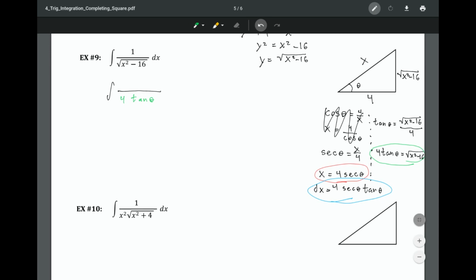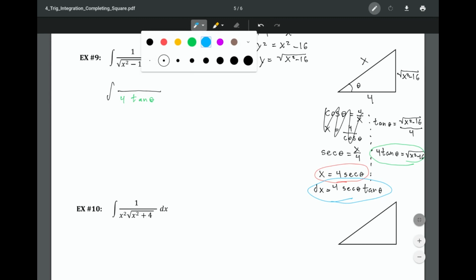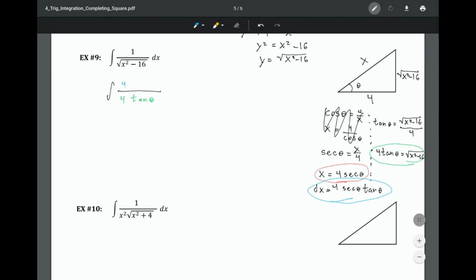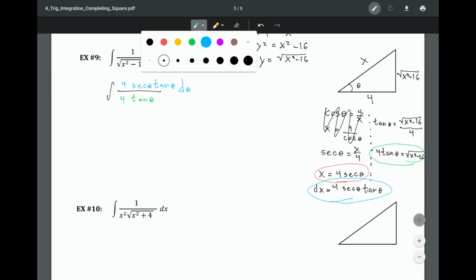Well, that was done. And I guess if I look at it, I actually didn't even need the x until I just looked at it. I just realized that. Okay, I don't really need that. All right, so now I'm going to replace that dx for 4 secant tangent d theta. And I kind of forgot to write the d theta over here.